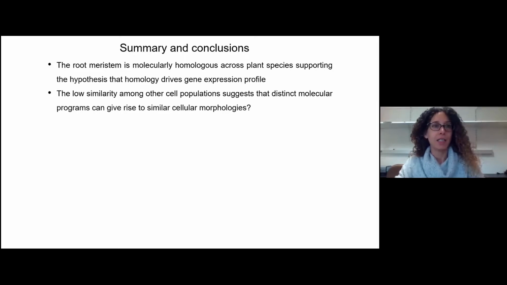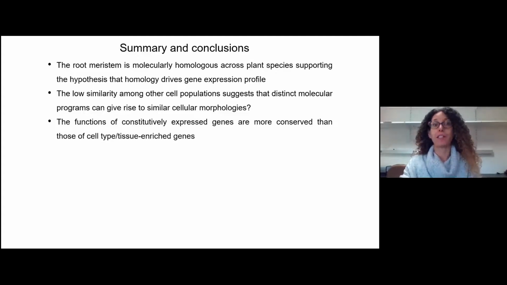Next, the low similarity among other cell populations suggests that distinct molecular programs can give rise to similar cellular morphologies. So this explanation may apply to endodermis. Endodermis is a single cell layer that contains the hydrophobic Casparian strip, which functions as an apoplastic barrier. And despite the conserved morphology across all three species, very little expression similarity or overlap was observed.